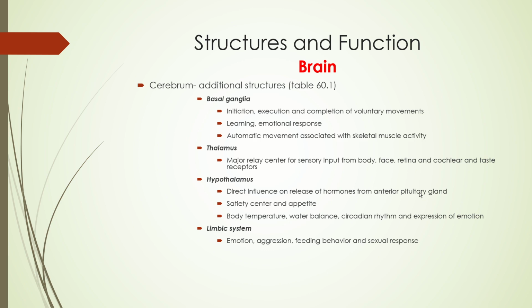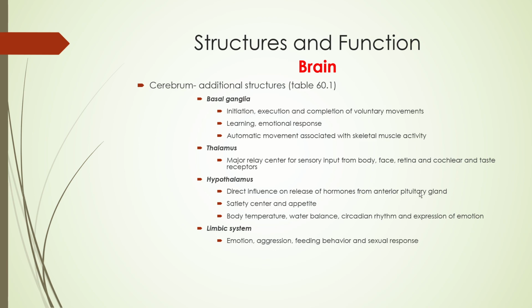So, some additional structures, and make sure that you do refer to Table 60.1 in your textbook. The basal ganglia is responsible for the initiation, execution, and completion of voluntary movements, learning and emotional response, and automatic movement associated with skeletal muscle activity. The thalamus is the major relay center for sensory input from the body, face, retina, and cochlear and taste receptors. The hypothalamus has a direct influence on release of hormones from the anterior pituitary gland, the satiety center and appetite, as well as body temperature, water balance, circadian rhythm, and expression of emotion. The limbic system is responsible for emotion, aggression, feeding behavior, and sexual response.